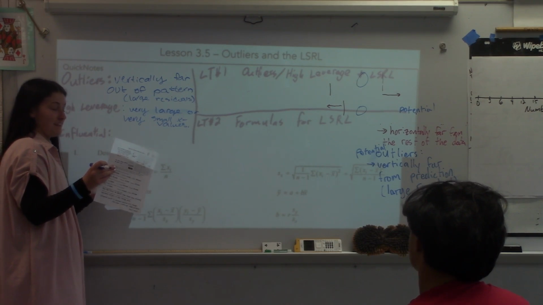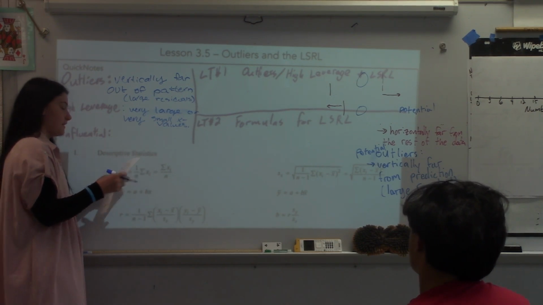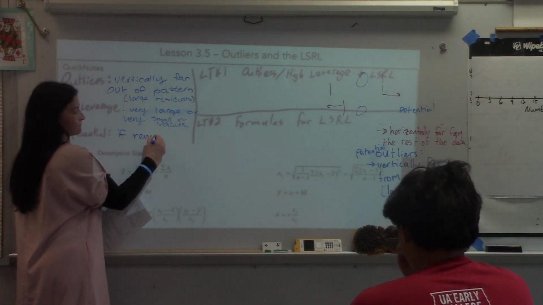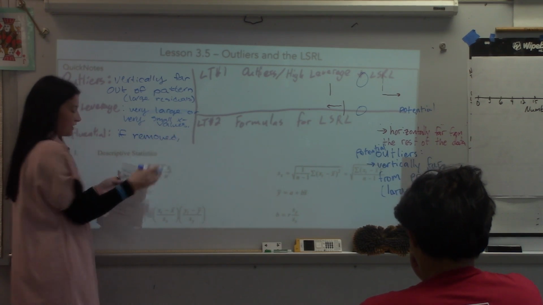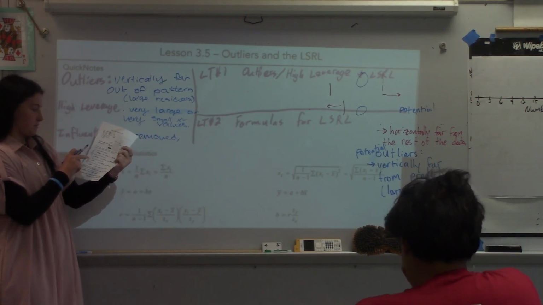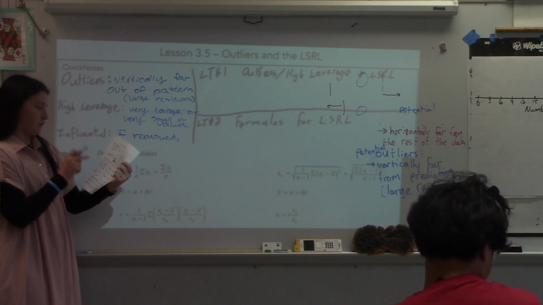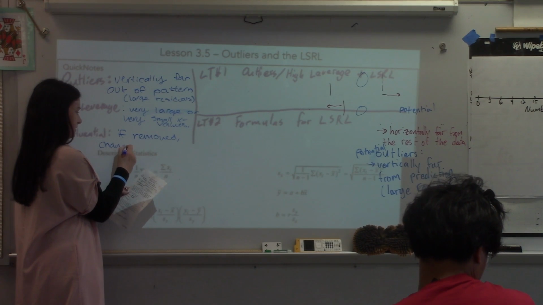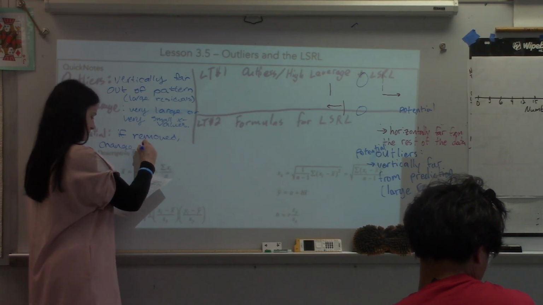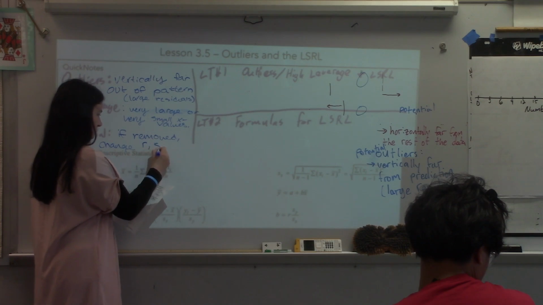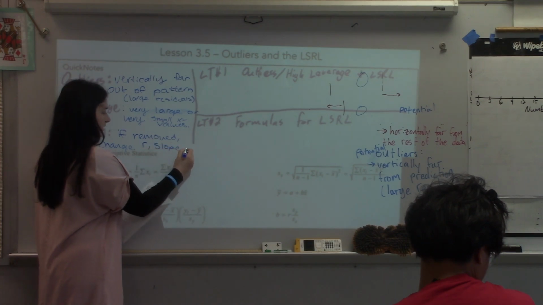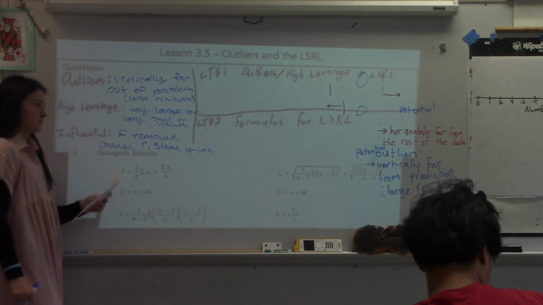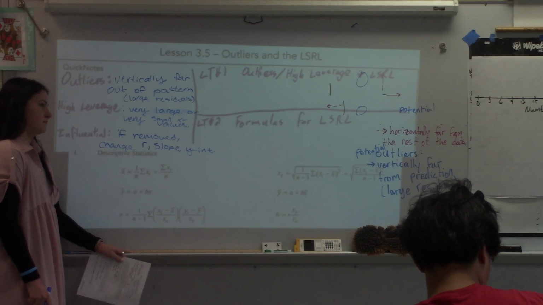Influential observations: if they're removed, what does it change? If we flip over to the other side, what happened when we removed A and B, or added them? It would change the correlation and the slope. Change what else? Strength, y-intercept, and even the coefficient of determination. Because if it's going to change r, it's going to change r squared.